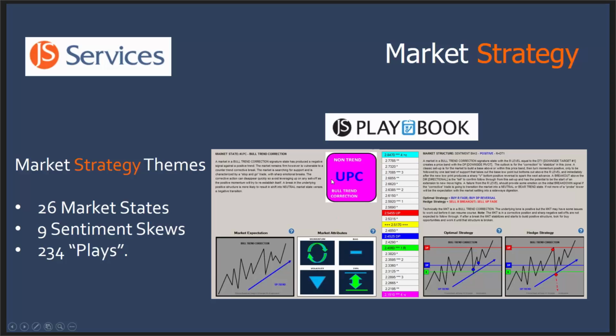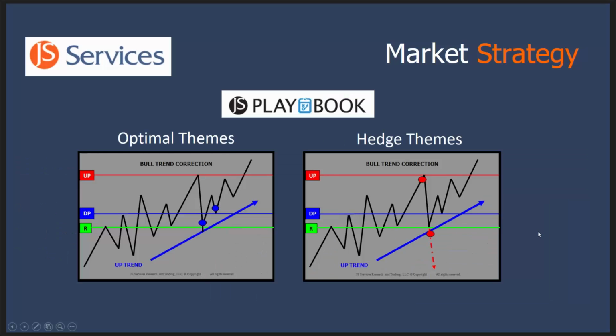And so with our desktop application, you come in for the day, it identifies what the state condition is, the nuances, the tells, all the characteristics, the expectation, the attributes, the structure of that condition, and then what are the optimal strategy themes and the hedge strategy themes for that condition. And so the optimal theme is if the market is going to perform the expectation. So markets are always transitioning from one state to the next, and every day you come in and you want to identify what it is doing.